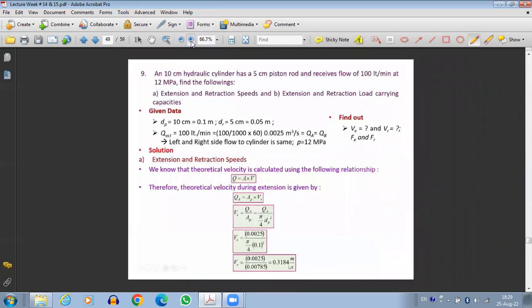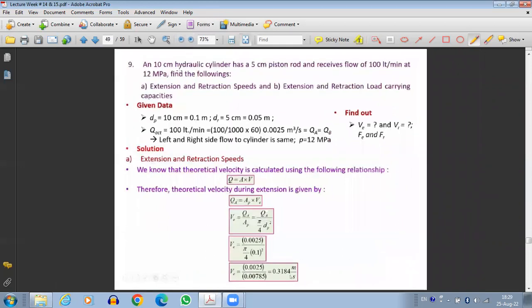So let's see a problem here. A 10 centimeter hydraulic cylinder. So 10 centimeter is basically the diameter of the cylinder. Has a 5 centimeter piston rod. So the diameter of the piston rod is 5 centimeter, receives a flow of 100 liter per minute at 12 megapascal. Find the following: extension and retraction speeds. So we need to find VE and VR and the extension and retraction load carrying capacities. We also need to find FE and FR.